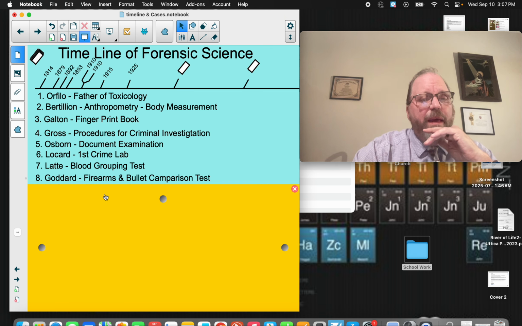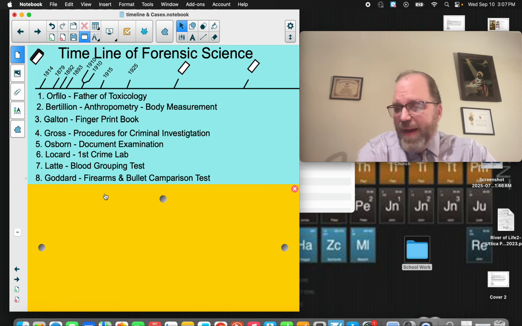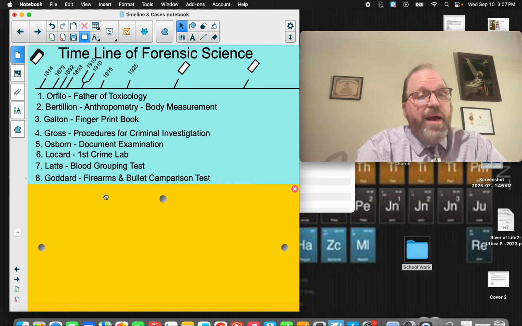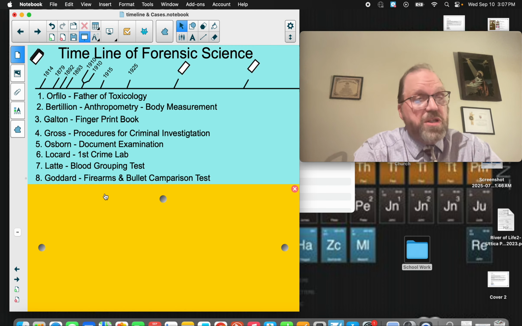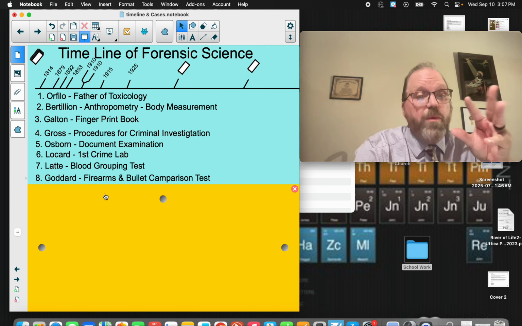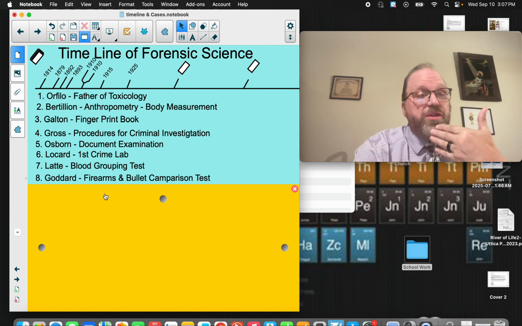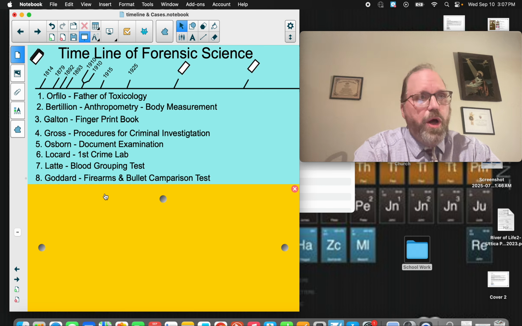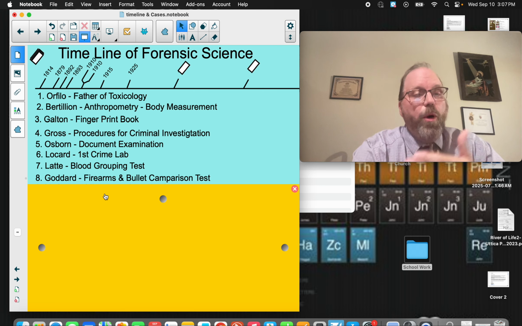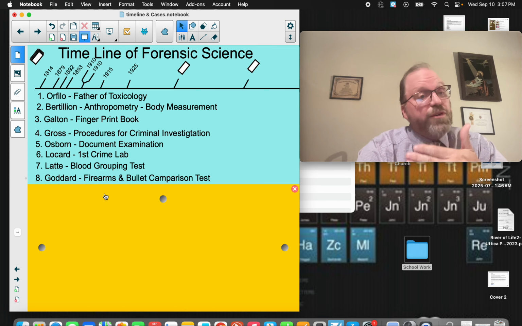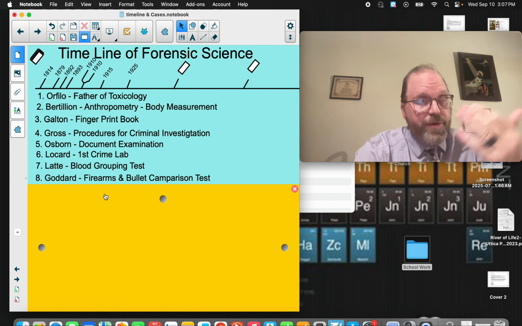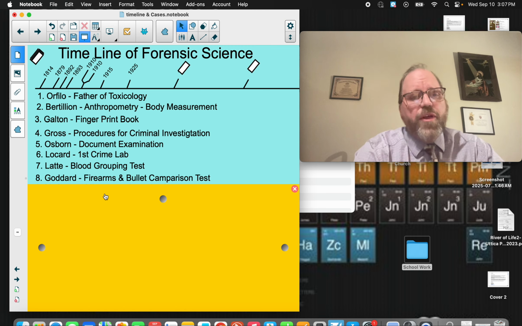1925, another male American, a man named Calvin Goddard. Calvin Goddard did firearms and bullet comparison tests. So the grooves and lands that we know, the idea of ballistics, all that is Goddard. Goddard also had a huge emphasis on rocketry. That's the reason why one of the major propulsion labs in Cleveland, Ohio, is called the Goddard. There's another name with it too, but the Goddard Lab, because he did a lot with rocketry.